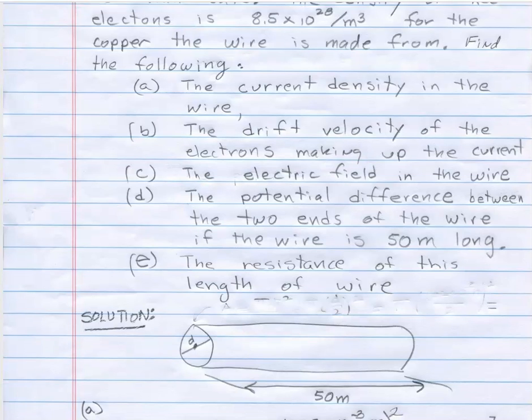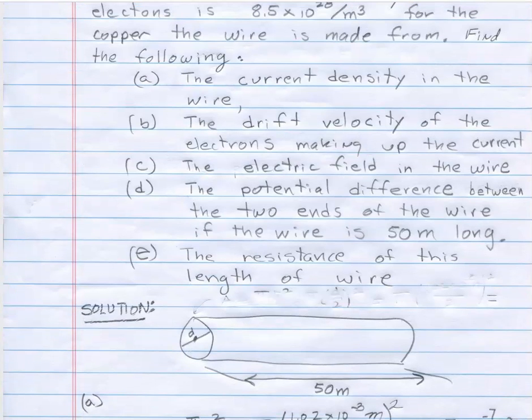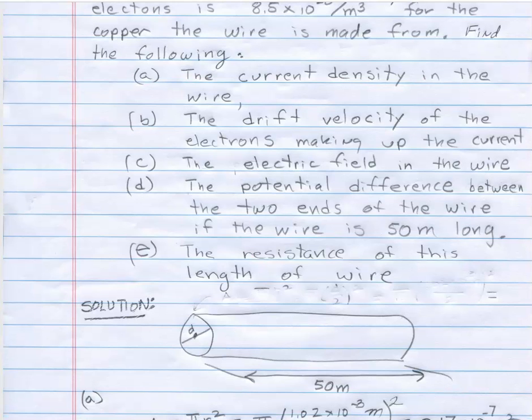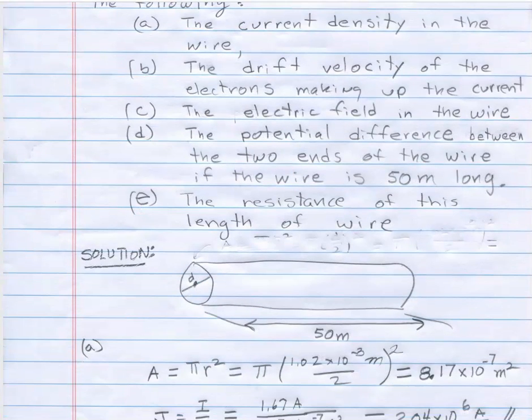I drew a little picture here from the data that you're given. It's obviously not drawn to scale. Since you're given the diameter, I assume it's a cylindrical shaped wire, with a current going down it. The diameter is 1.02 millimeters, and it's pretty long, so I guess you were running it out to your barn or something. I don't know why it would be 50 meters, but that was the statement of the problem: 50 meters of length.